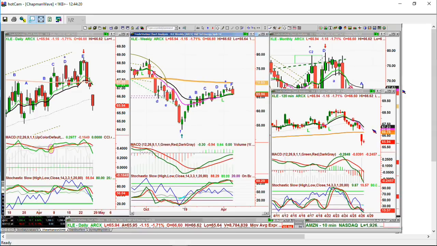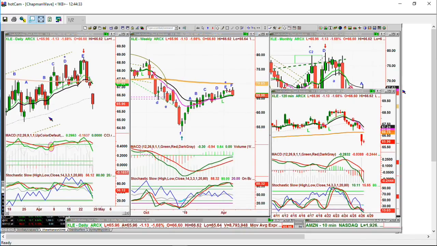Al says, shorted XOP, XLE yesterday. How much downside do I have? Thanks. So first of all, go step by step. We are testing right now the low that was made on that candle on the 4th of April, of 65.61. The low today is 65.64, so it almost hit it. If it takes it out, your next one is going to be 64.87.